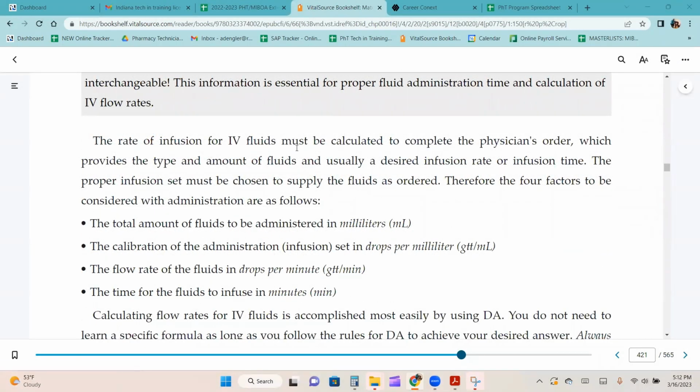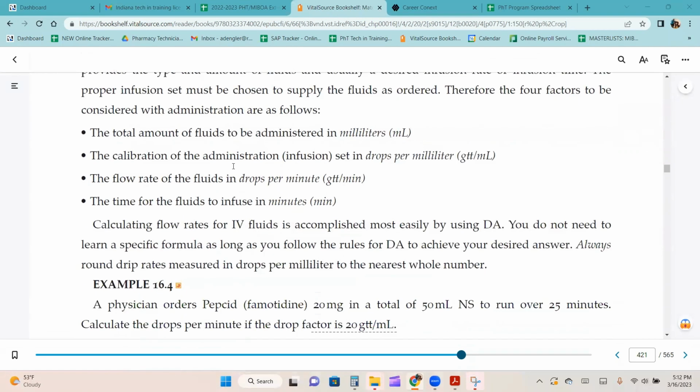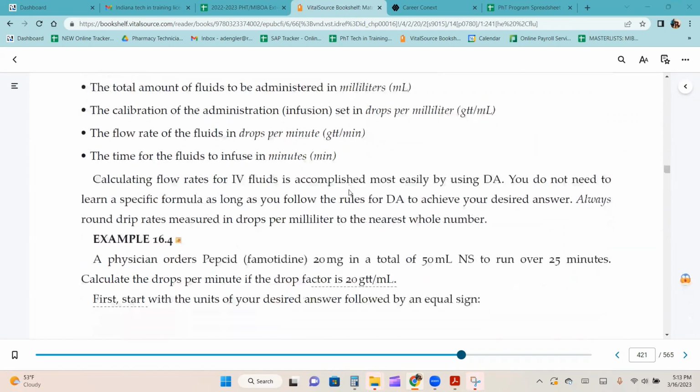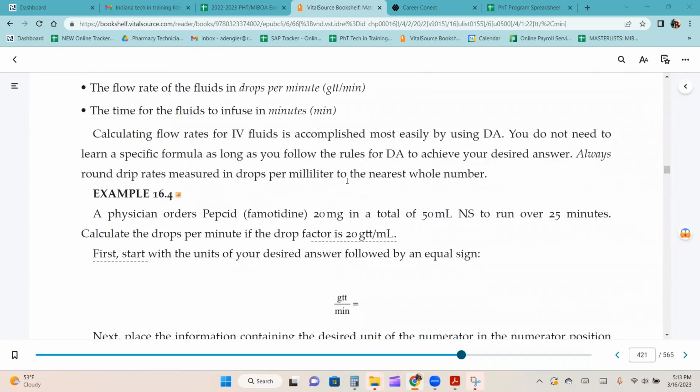The rate of infusion for IV fluids must be calculated to complete the physician's order, which provides the type and amount of fluids and usually a desired infusion rate or infusion time. The proper infusion set must be chosen to supply the fluids as ordered. Therefore, the 4 factors to be considered with administration are as follows: the total amount of fluids to be administered in milliliters, the calibration of the administration infusion set in drops per milliliter, the flow rate of the fluids in drops per minute, and the time for the fluids to infuse in minutes. Calculating flow rates for IV fluids is accomplished mostly using DA.